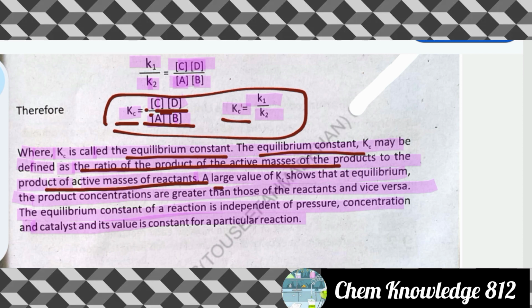So a large value of Kc, if the value at the equilibrium stage is large, means that at equilibrium the product concentrations are greater than those of the reactants, and vice versa.